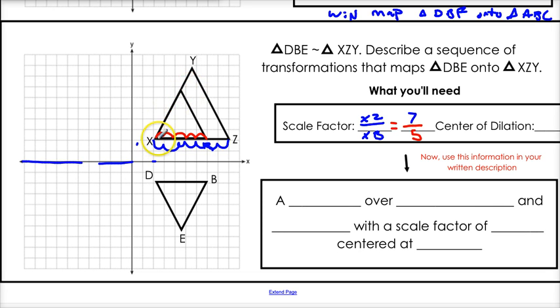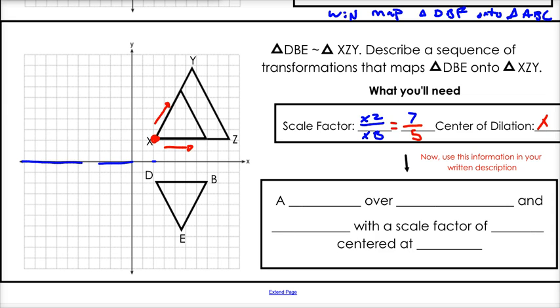You'd have to use the distance formula to find this. I know you don't want to do that. So that's why it's easier to just pick a straight line like that, okay? Where's our center of dilation? Well, when I look at this guy, it looks like my center of dilation is right over here, right? That's where we're going to be expanding away from. So our center of dilation is X.